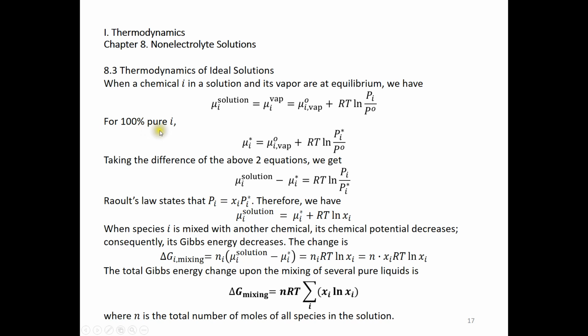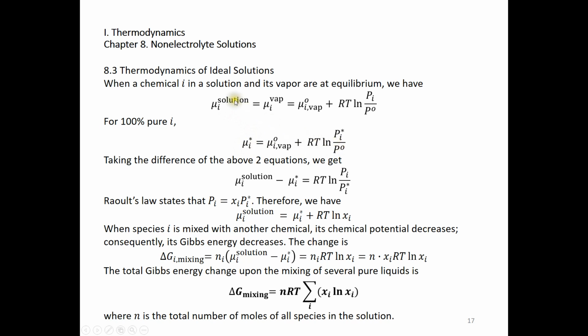For 100% pure I, we have a similar equation. Over here we have mu sub I star. Star denotes pure. On the right hand side, we also have the standard chemical potential plus RT times the natural logarithm. Over here we have the pressure of pure I in the gas phase over P naught. So these two equations are similar but a little different. The first equation is for the solution of I. The second equation is for pure I.